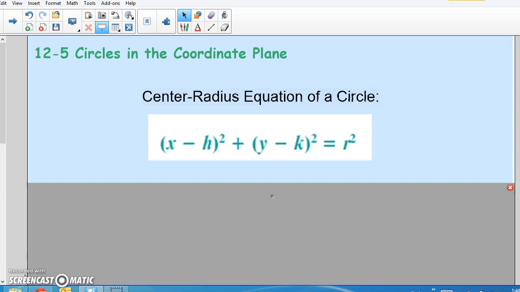Hi everyone, this video is on section 12.5, circles in the coordinate plane. So we're going to be talking about part of the section, not the whole thing, but mainly how to write the equation of a circle using what's called center radius form.